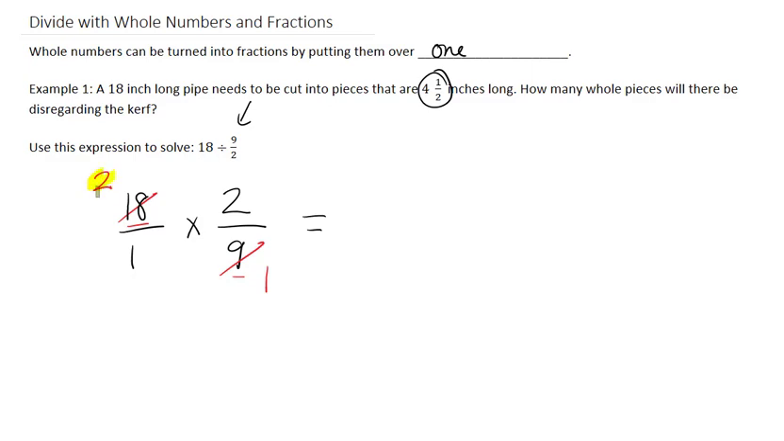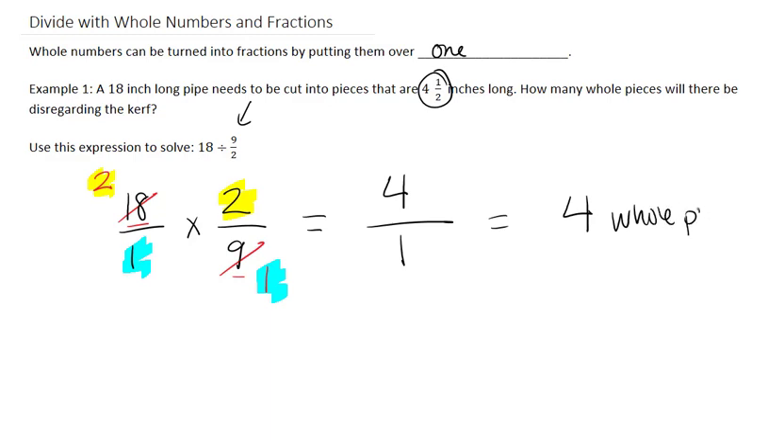Now we can multiply the top numbers together, and then multiply the bottom numbers together. So we get 2 times 2, which is equal to 4, and 1 times 1, which is equal to 1. So we could leave this as 4 over 1, or we could just say 4. So we'd have 4 whole pieces.